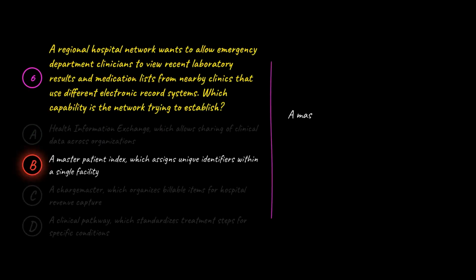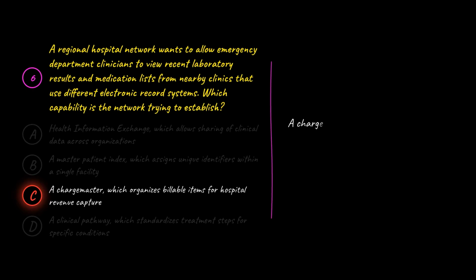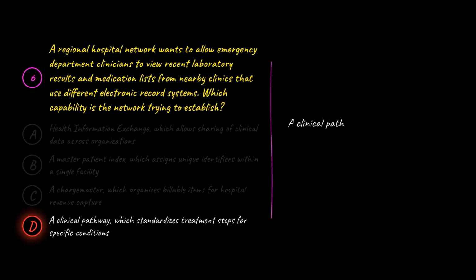B is wrong because a master patient index identifies patients within a single organization's systems. It does not move data between organizations. C is wrong because a charge master lists items and prices for billing. It has no role in clinical data sharing. D is wrong because a clinical pathway is a care protocol. Protocols are not the mechanism for sharing records between facilities.